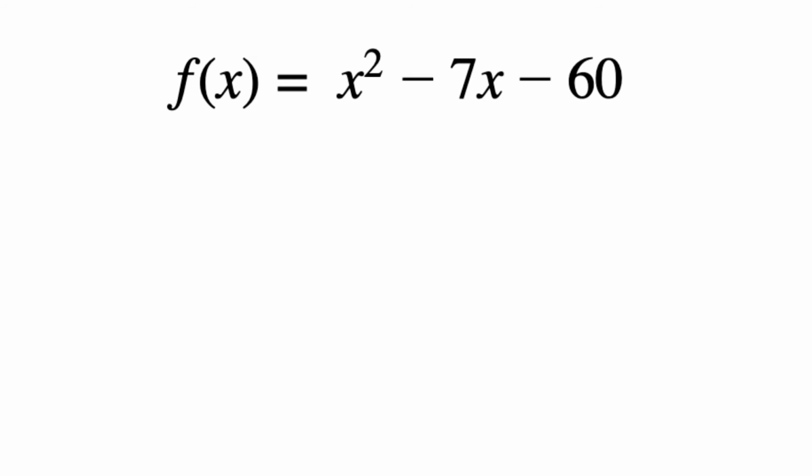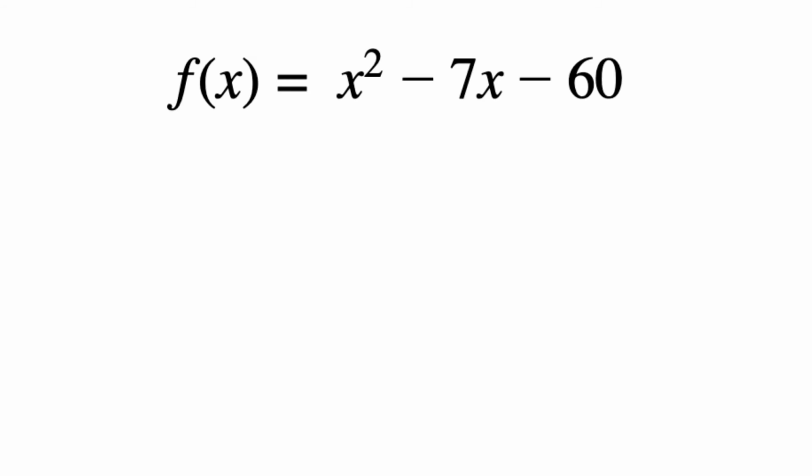All right, let's do one more example. This one we're going to do a little bit quicker. So let's say we have f of x equals x squared minus 7x minus 60. We know that we need two numbers that multiply to give us negative 60, but add to give us negative 7.